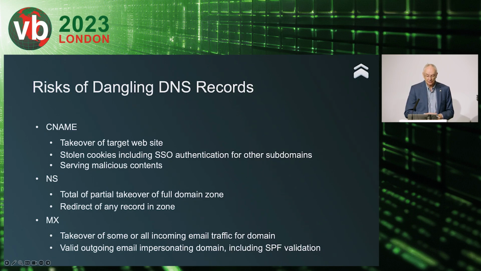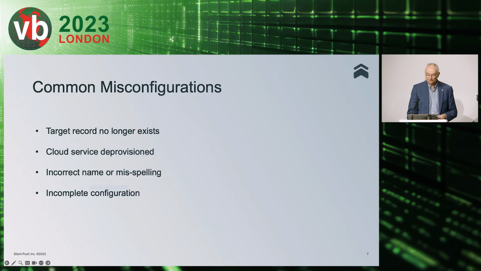MX records, they're specific to email, but if we can control one or more of those, we can also redirect email flow, and we'll be able to receive email and read it if we want. But also, the typical setup for email validation includes the MX record in SPF records. That means that if we can take over control of an MX record, which is normally embedded inside of the validation chain, we can send outgoing email, acting as that particular target.